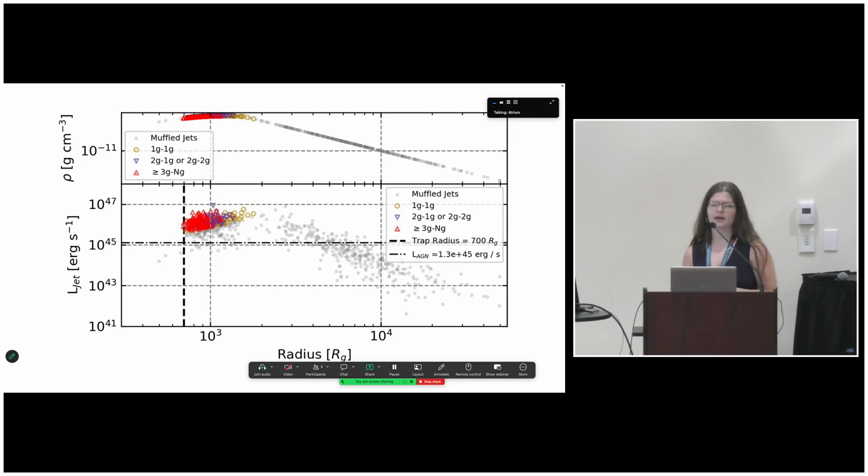Those are mergers that have jets that are both dimmer than the bolometric luminosity of the AGN and fail to break out of the AGN disk before the jet turns off. Notice that the brightest jets that break out are biased towards the inner disk, the thinnest, densest part of the disk. Mergers in Sirko-Goodman-like disks are highly efficient because of that dense, thin nature.